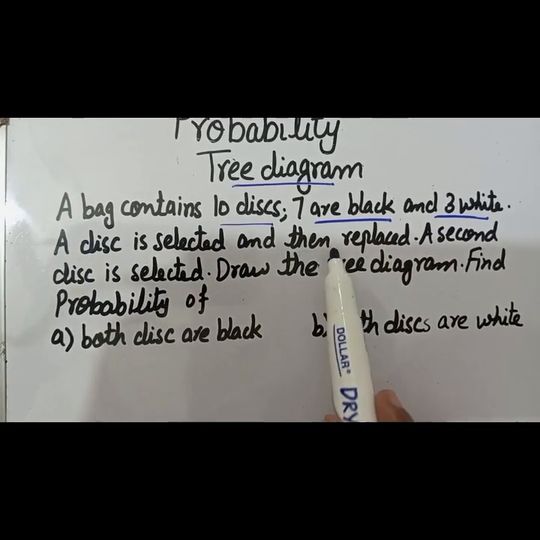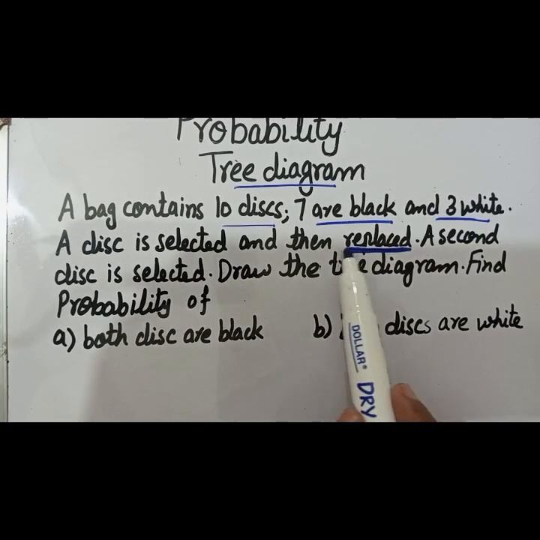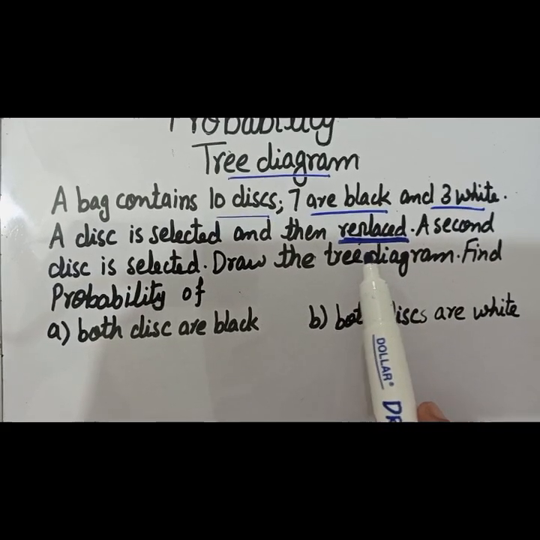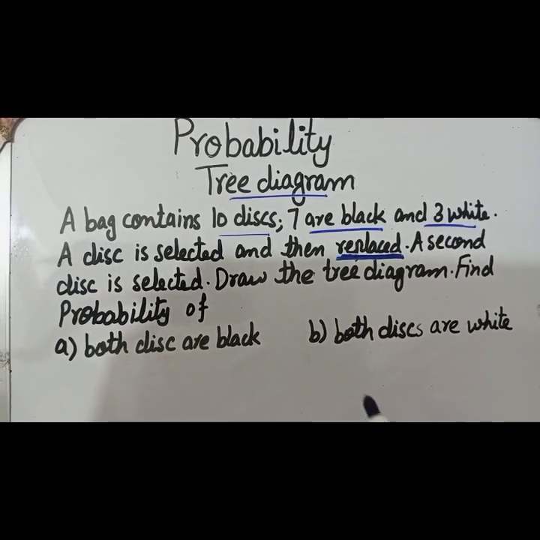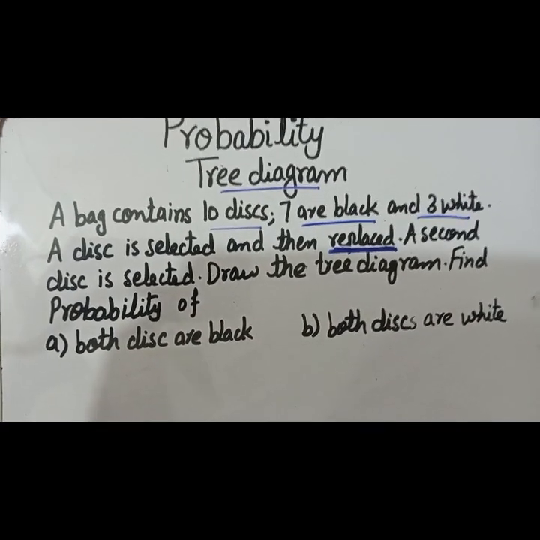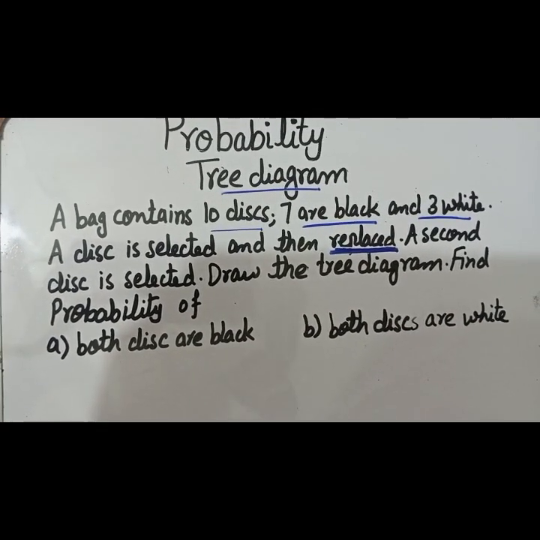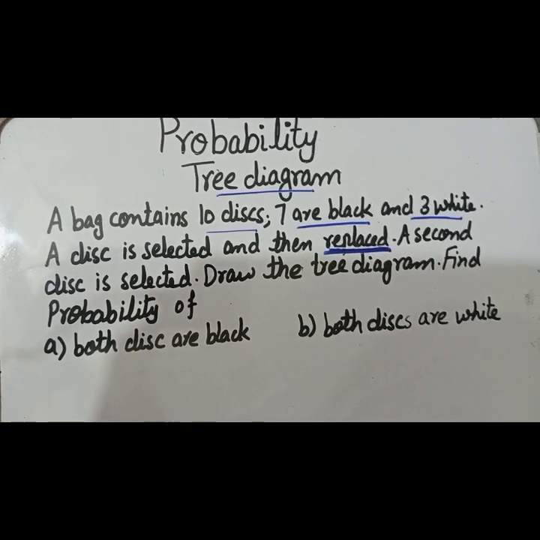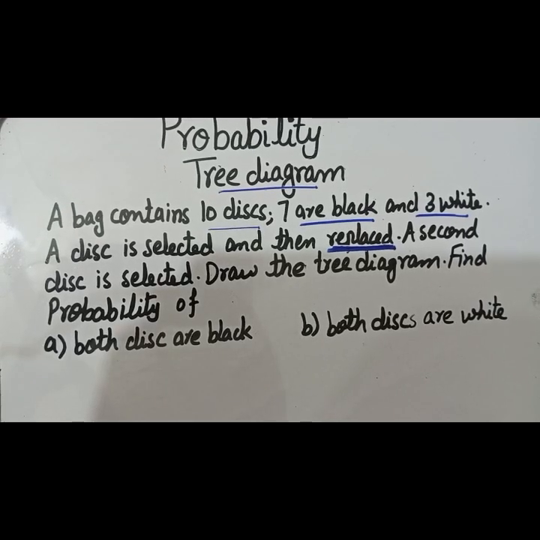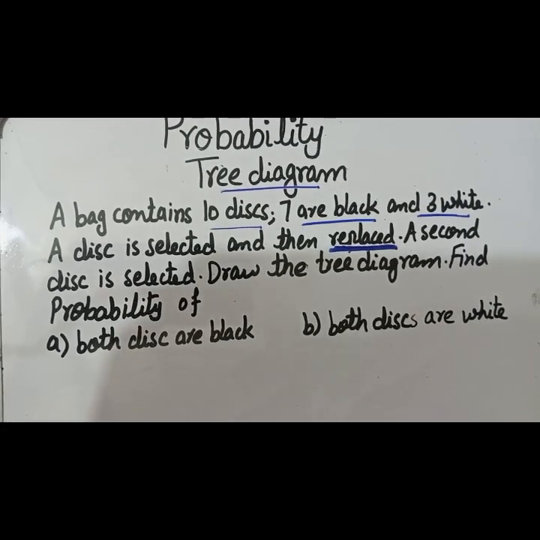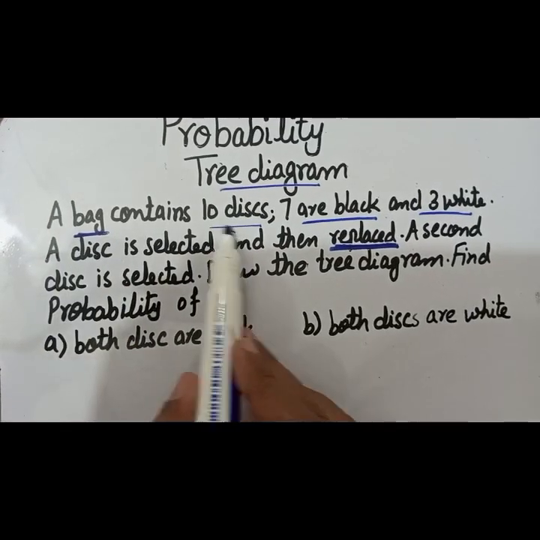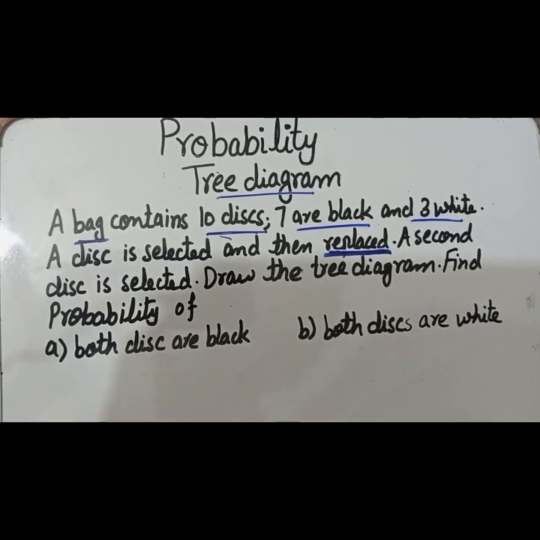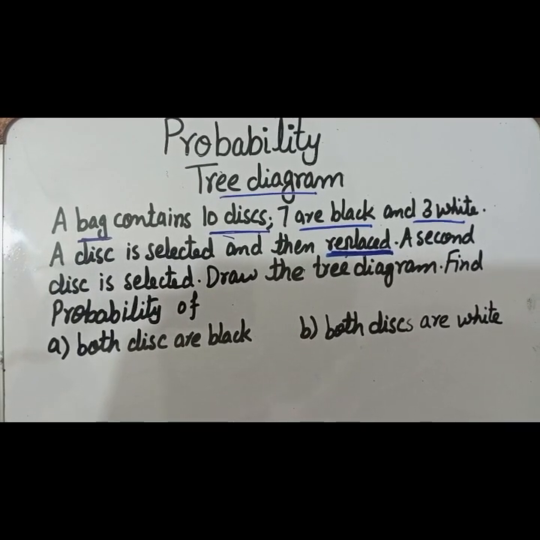The disc is selected and then replaced. Here the word to be focused on is replaced. Replaced means that if you are taking one chance, after finding out the probability, you have to place that disc again into the basket or relevant box or a bag. It means that you can't take that disc with you. After performing the probability, you have to put that disc again into this particular bag which contains 10 discs. It means that you are not going to disturb the total sample space. Each time you have to take the total sample space as 10.